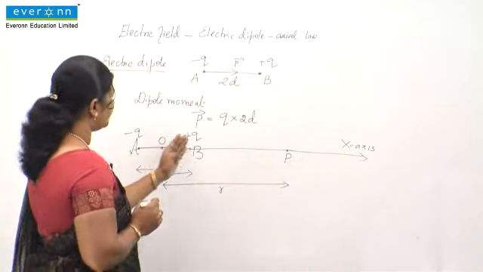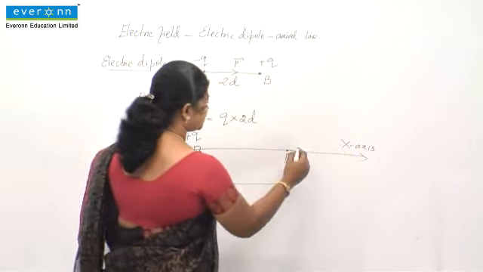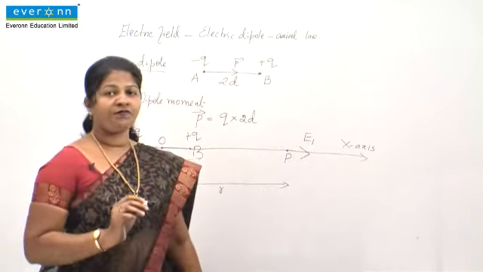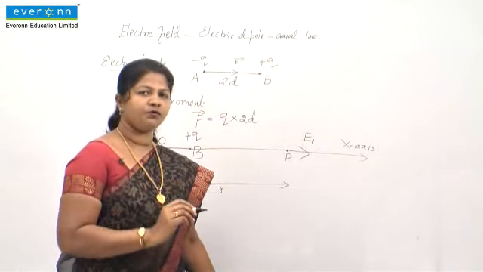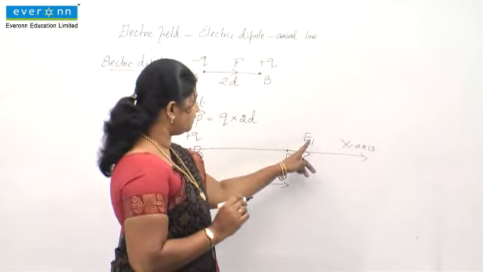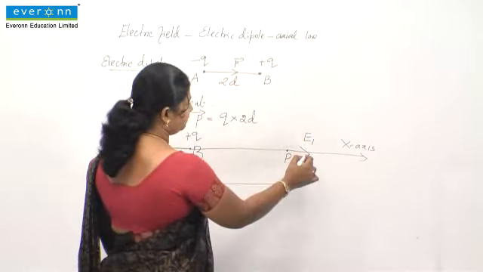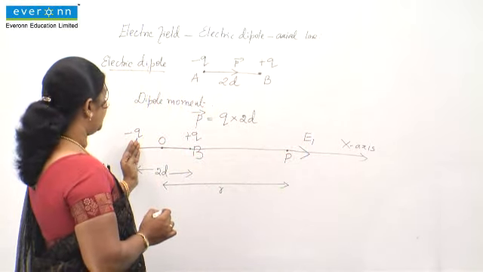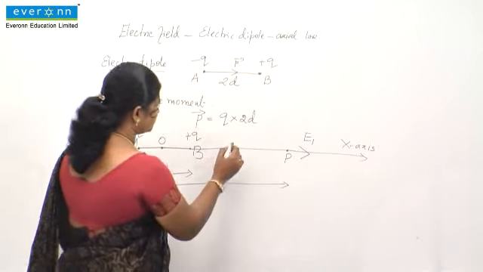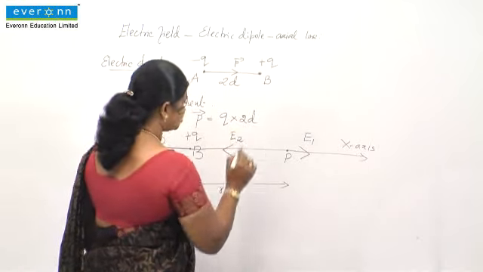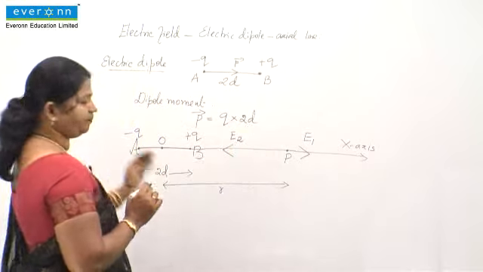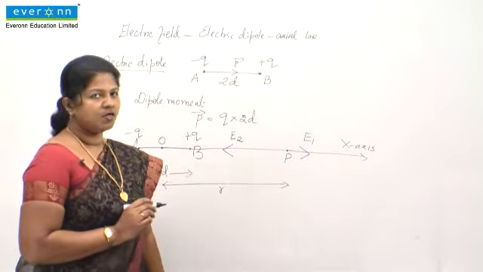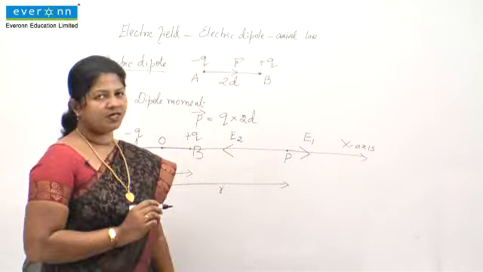So, what is the electric field of the plus q charge? It is represented as E1, and the direction of electric lines of force will be from positive to negative. That is what is represented here, which is E1, along BP. For the minus q charge, the field is represented as E2, which is along the direction PA. So, with this diagram, I think we can derive the expression now.